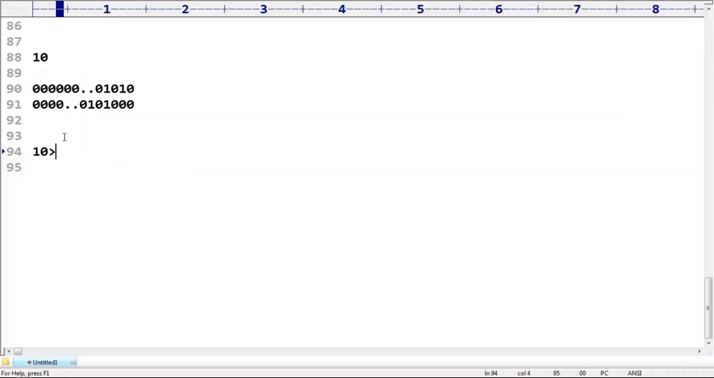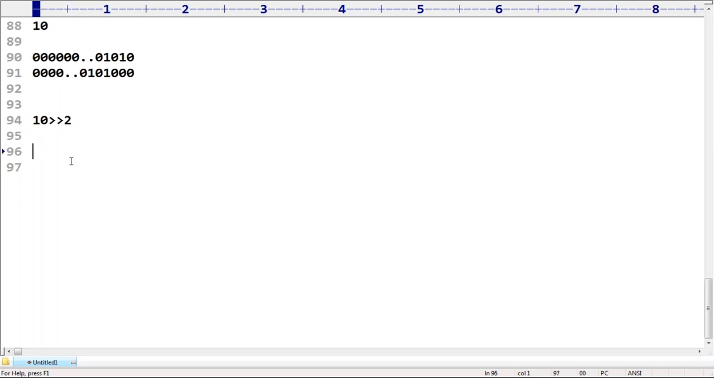Similarly, I want to do right shift 2. Anyone, can you please tell? 10 right shift 2. I want to do that. How can you do it, sir? First, how can you represent 10? Most significant bit is 0, sir. 0 0 0 0 0 and then 1 0 1 0. Any doubt? Respond. Any doubt about shift operators? This is the 10 representation, right?